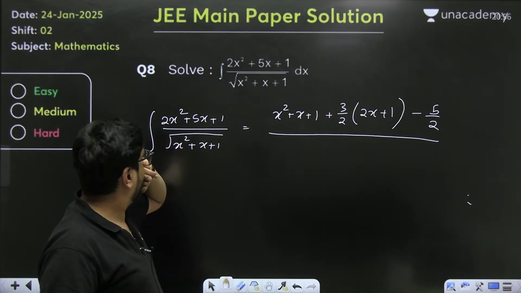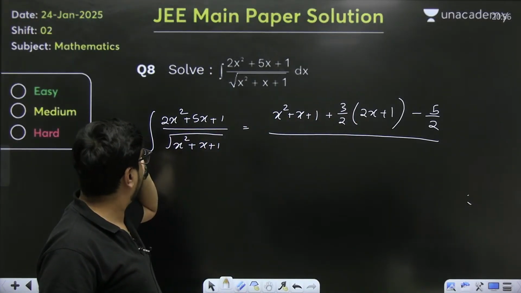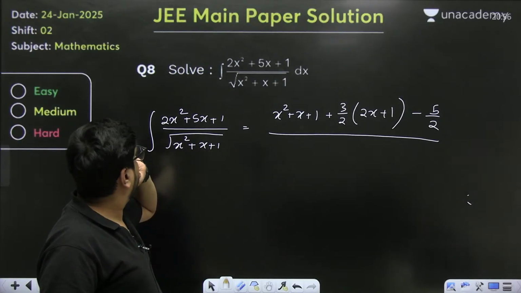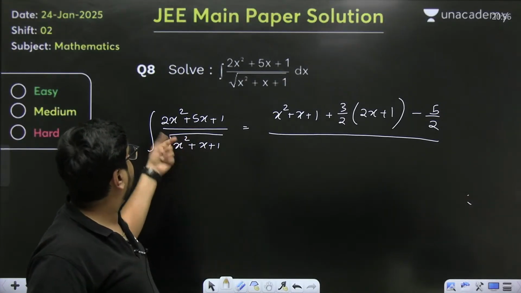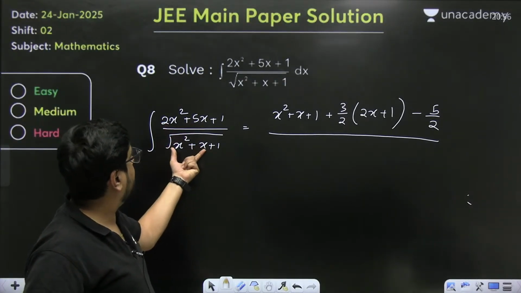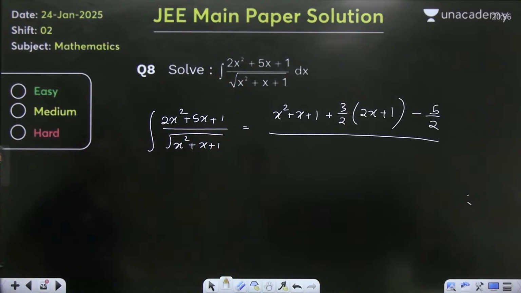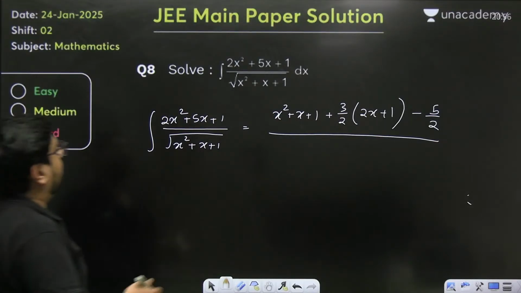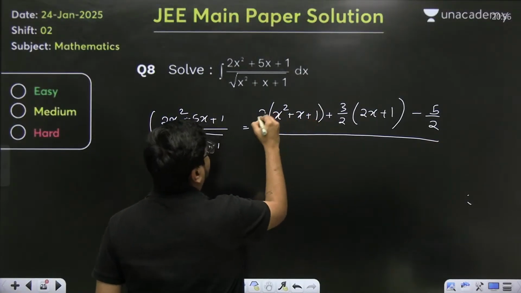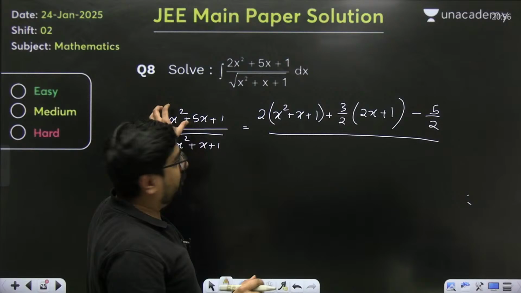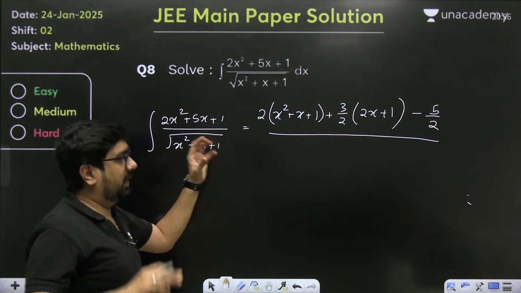Arey yaar, something wrong. Wait. What do we need? We need exactly this thing, but in terms of this. Achha, we don't have x square. If we multiply by 2, that will be settled. Okay, no problem. If we multiply 2 over here, then everything will be settled, right? The numerator we have written in the form of the denominator. This is the general way.